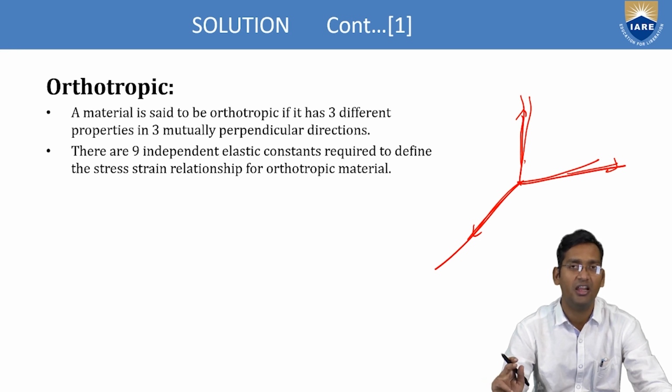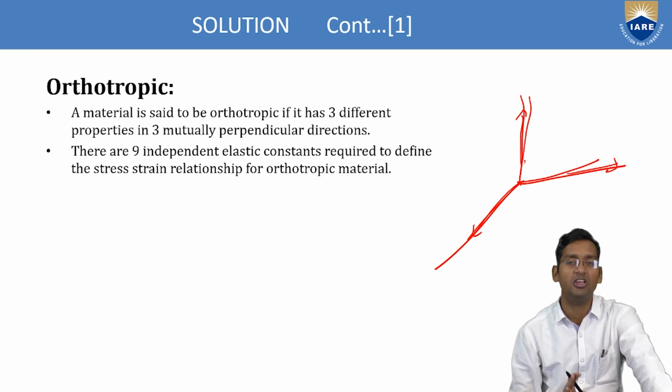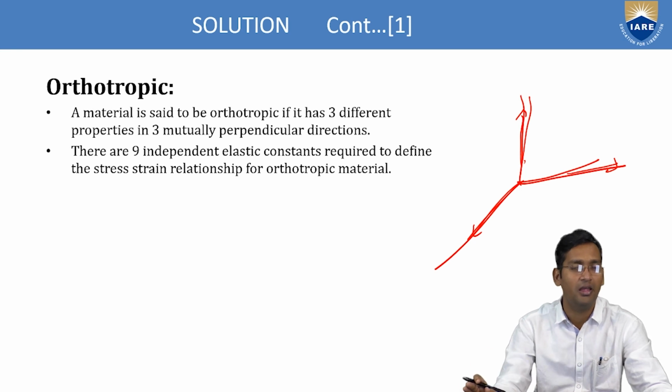Along the z direction, the property should not match the x and y directions. Similarly, for the x direction, the property should not match the y and z directions. It means that mutually perpendicular directions should not match in any property. Similarly, for y, it should not match the z and x axis properties.